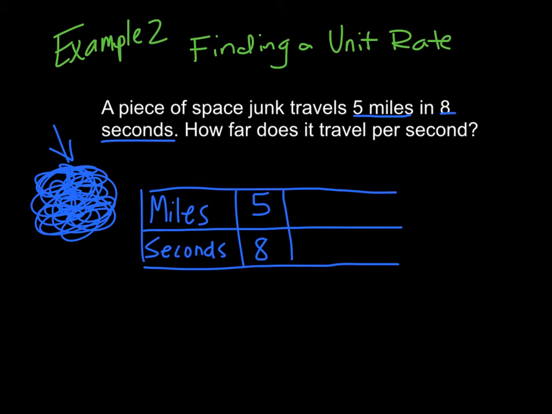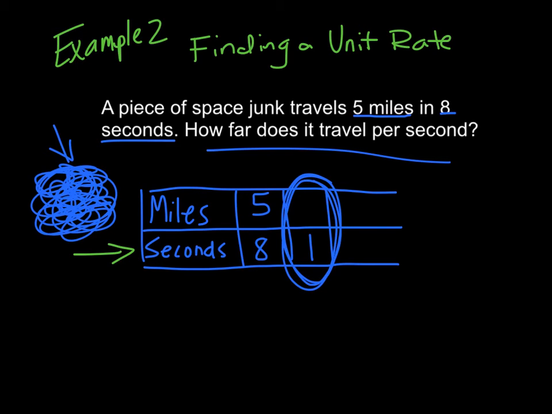Because it says how far does it travel per second? Well, that's where my indicator is of where I need to focus. I need to focus on my seconds. I have to get my seconds to 1. Because if you think about it, that's what I'm trying to find. How far does it travel per second? This is the information I'm looking for. So here is where the unknown lays. So how do I get from 8 to 1? That's the question I'm going to ask myself.